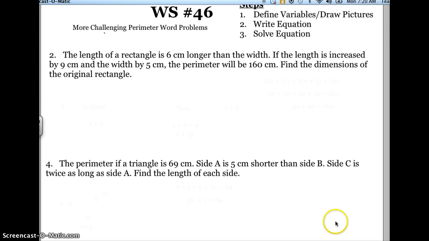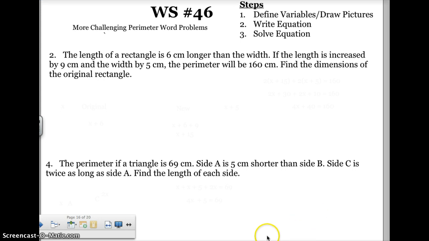The length of a rectangle is 6 centimeters longer than the width. If the length of the rectangle is increased by 9 centimeters and the width by 5 centimeters, the perimeter will be 160 centimeters. Find the dimensions of the rectangle. So the first thing I had to do, I drew my original rectangle. And I know that my length was 6 longer than my width. So I've given the variable x to my width and x plus 6 to my length.